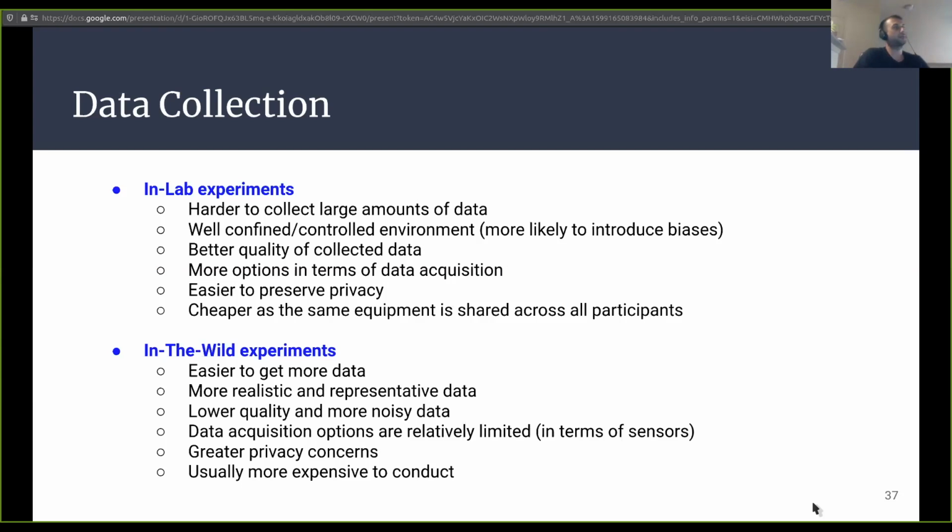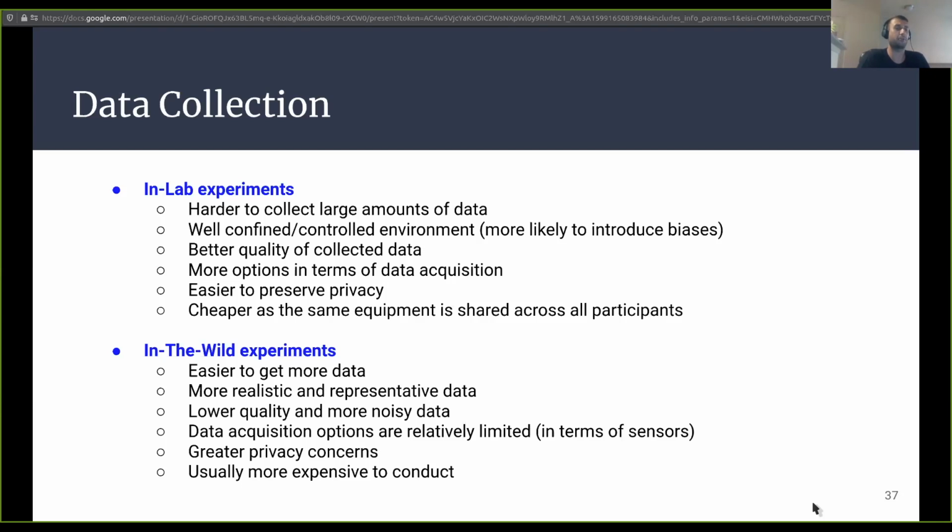Before I finish, a few more things about data collection. There is usually a trade-off between collecting data in a lab and in the wild, and there are always some pros and cons. In-lab experiments make it harder to collect larger amounts of data because you need to have people coming into your lab, and the assumptions you can make from it are usually less robust because you have a very controlled environment. However, you get better quality of data because the environment is more controlled.